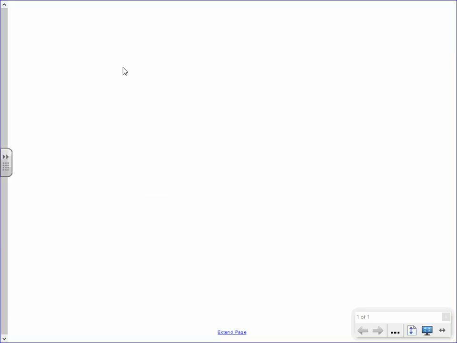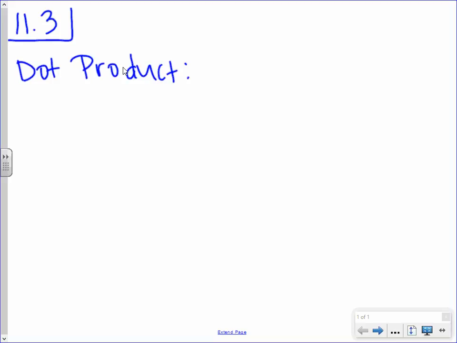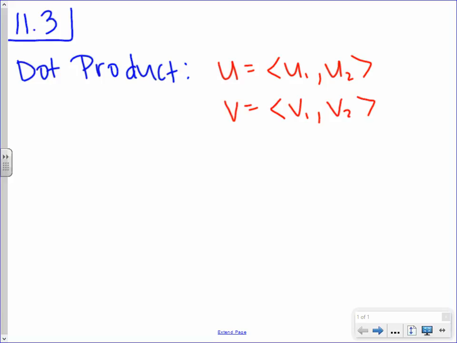Okay, so we're going to continue our discussion on vectors. First thing we are going to talk about is the dot product. If we have two vectors, vector u and vector v, then their dot product is the sum of the product of the horizontal components and the product of the vertical components.